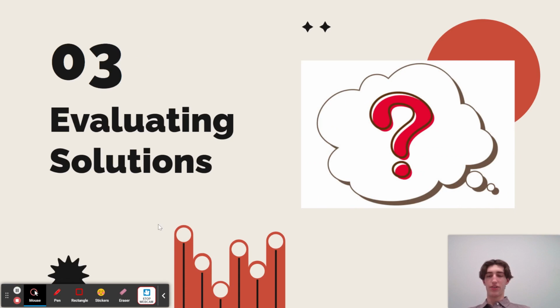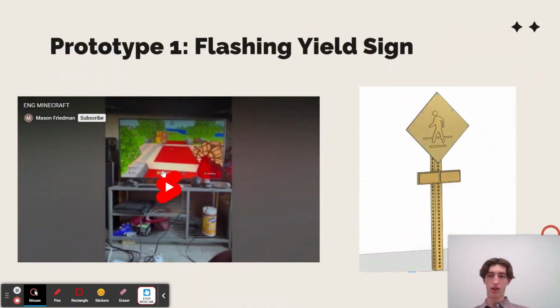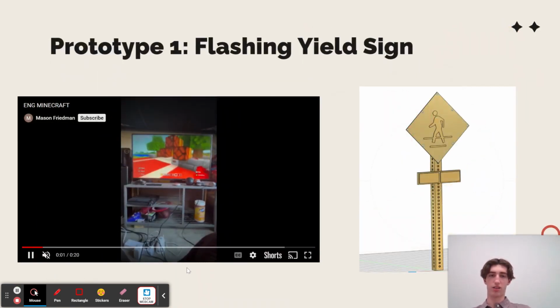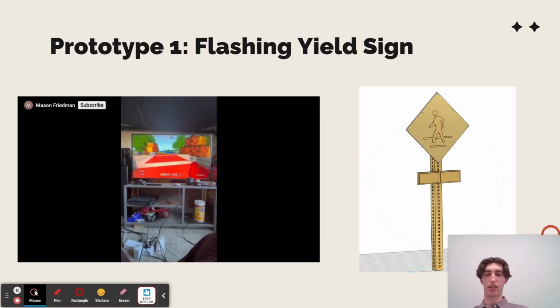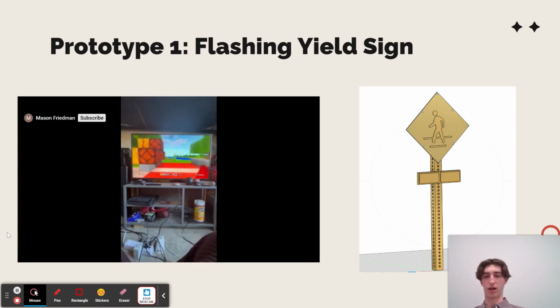Part 3, evaluating solutions. Our first prototype is a flashing yield sign. So on the right, we have a picture from our design in CAD, and then on the left, we have a working prototype in Minecraft. So the way it works is that the pedestrian walks up to the intersection, they hit the button, and then the yield sign flashes yellow 4 times to alert the bikers that a pedestrian wants to cross, and then the bikers slow down or stop if possible.